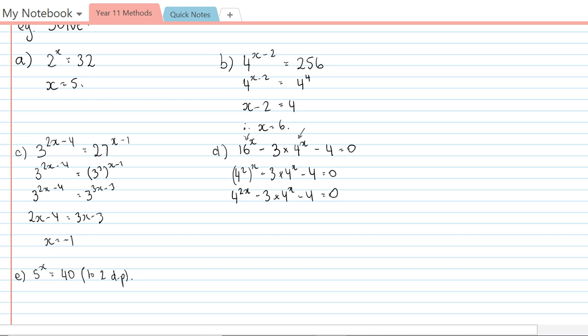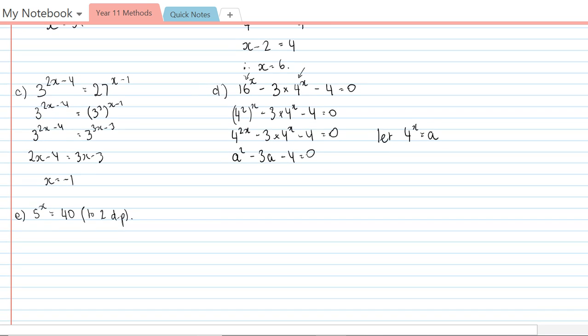We've got something to the power of 2, we've got something to the power of 1. So what I'm going to say is let 4 to the x equal a. That means I've got a squared minus 3a minus 4 equals 0. We can hopefully factorise that fairly easily by finding two numbers that multiply to give negative 4 and add to give negative 3. So that should become a minus 4, a plus 1 equals 0. Using the null factor law, that means that a equals 4 or a equals negative 1.